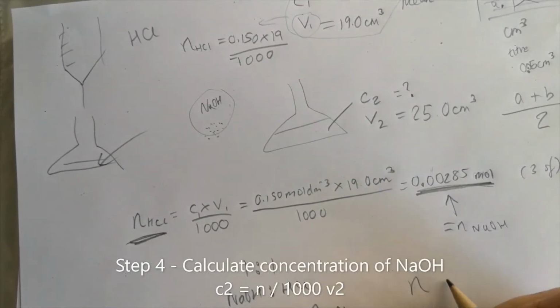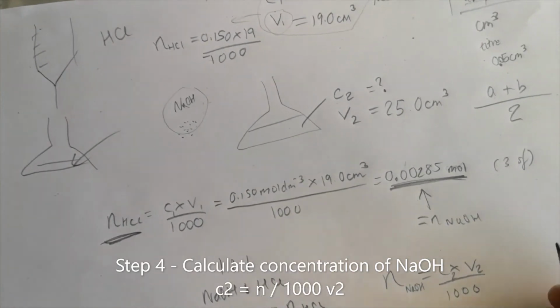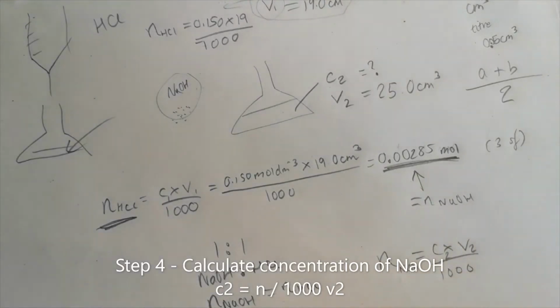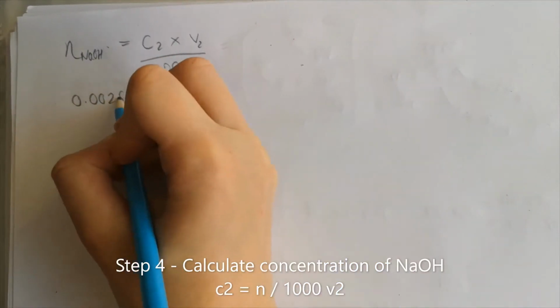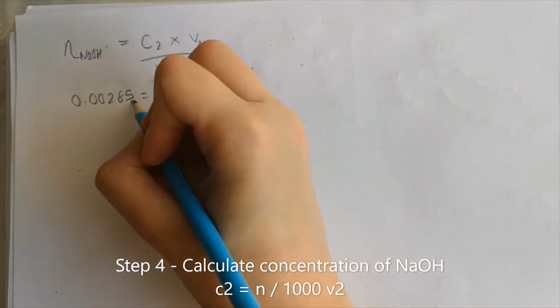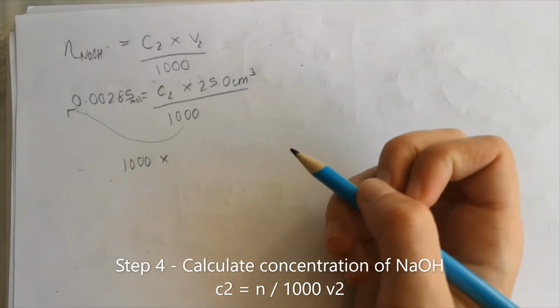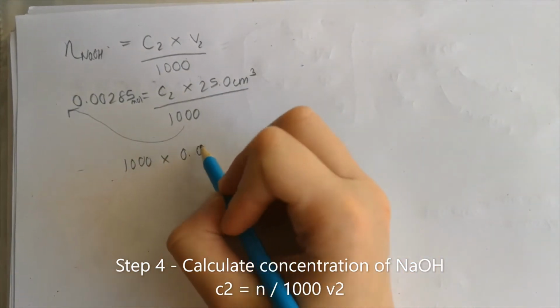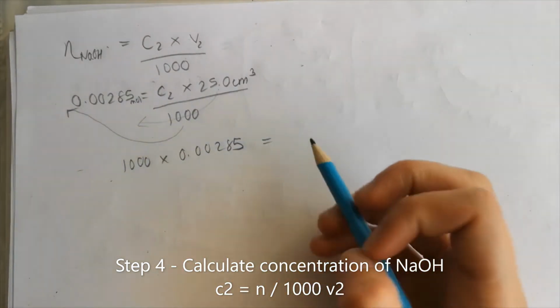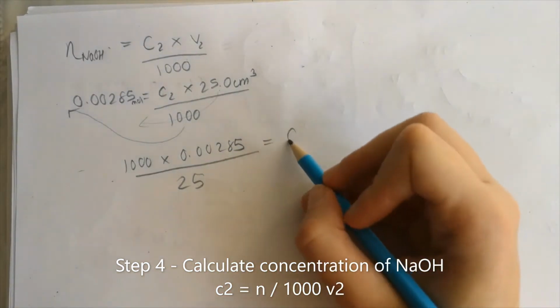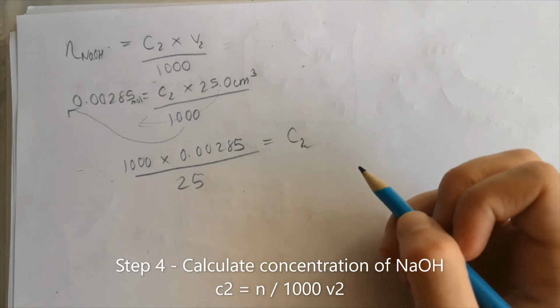If n equals C times V over 1,000, which for NaOH will be C2 times V2 over 1,000, we can rearrange this equation to find a value for C2. To show this explicitly, we take the 1,000 over to the other side. This means it has to be timed. If we bring that 25 underneath, that means it has to be divided. Therefore, we end up with an expression for C2.